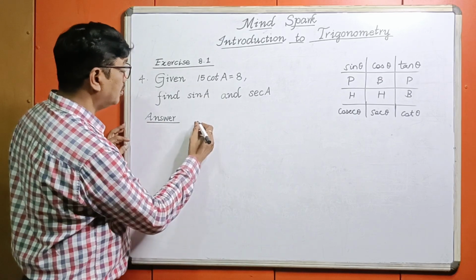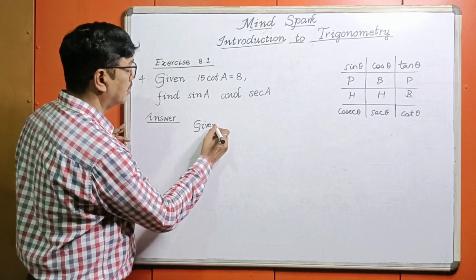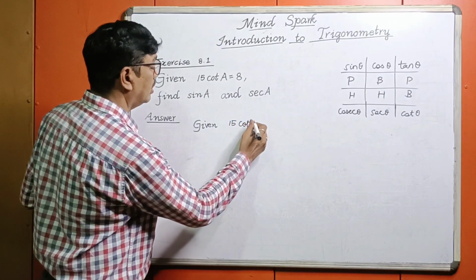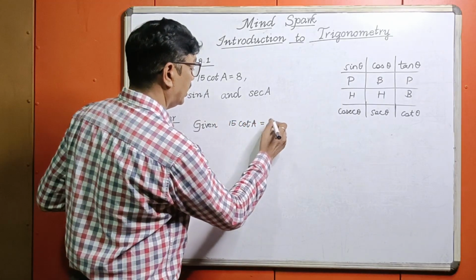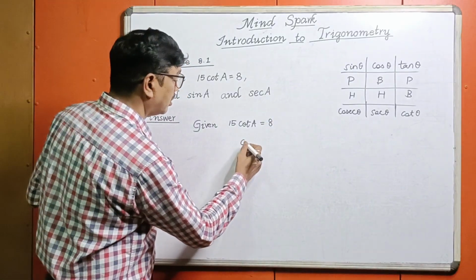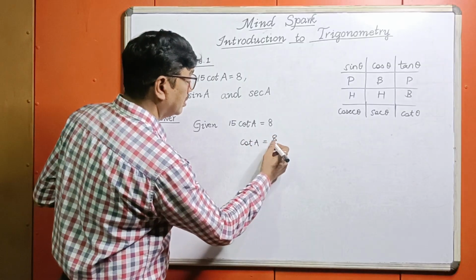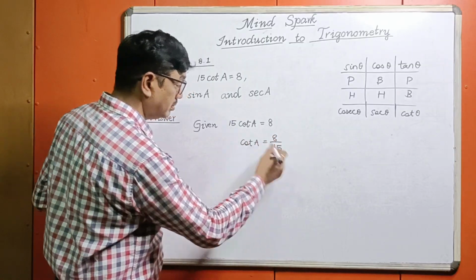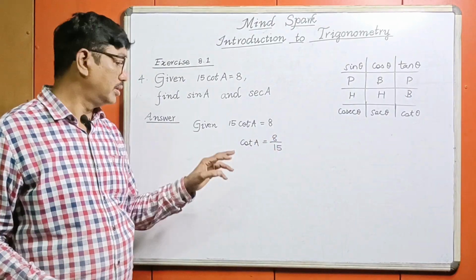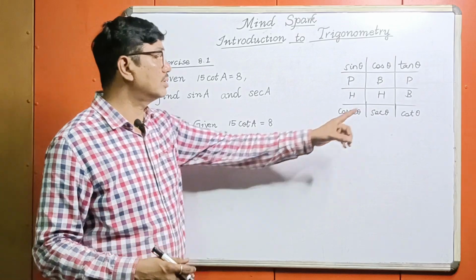What is given for you? 15 cot A is equal to 8, okay? So what you have to do is, for 15 cot A, you can shift this 15 across by cross multiplication, and bring it down. Now you get the ratio here, 8 by 15. Cot A is 8 by 15, but you have to refer to your table.